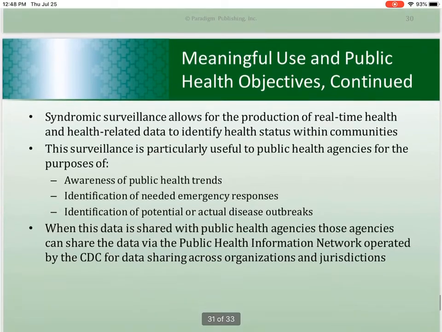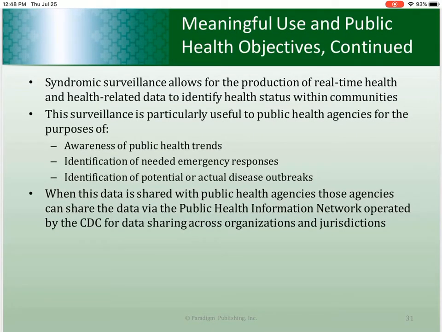And our third, syndromic surveillance. Syndromic surveillance is the process of using near real-time health and health-related data to make information available to the health of a community. This information includes statistics on disease trends and community health behaviors. Syndromic surveillance is particularly useful to local, state, and federal PHAs for the awareness of public health trends, determining when emergency response is needed, and identifying an outbreak or a potential outbreak of disease.